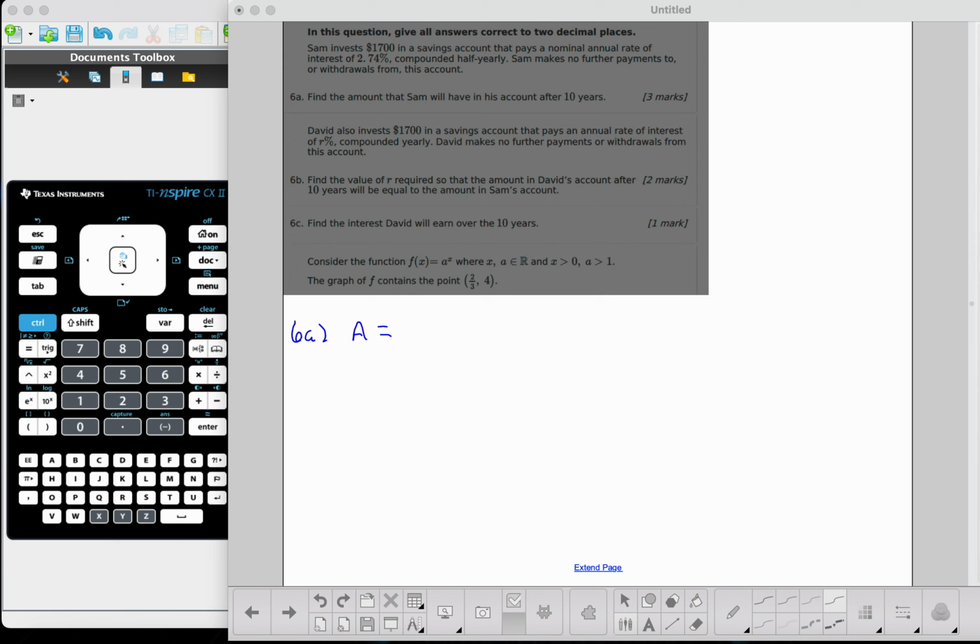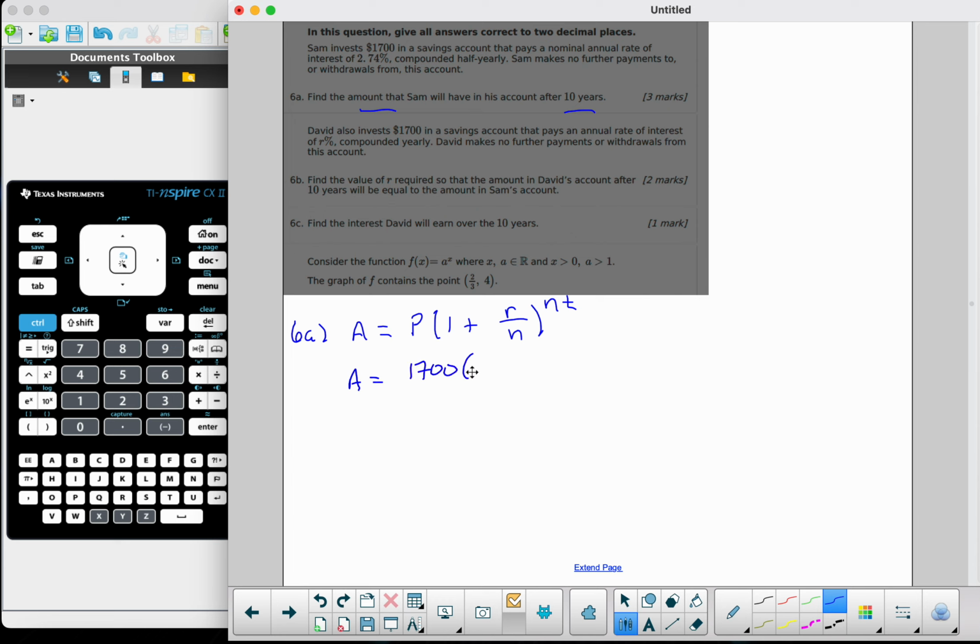Okay, so A equals the initial loan or amount of investment, in this case an investment of 1,700, times 1 plus the interest rate r over n, the number of times compounded per year, all to the power n times t, where t is time in years. So find the amount he'll have in his account after 10 years. We're solving for A. His initial investment is 1,700.